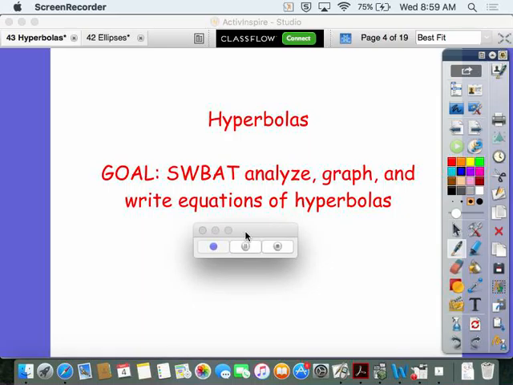Our last conic section that we'll learn about is hyperbolas. Hyperbolas were the ones formed when you cut straight through that double-napped cone to create, basically, two parabolas. And so, just like with the other conic sections, you are going to be able to analyze, graph, and write equations of hyperbolas.